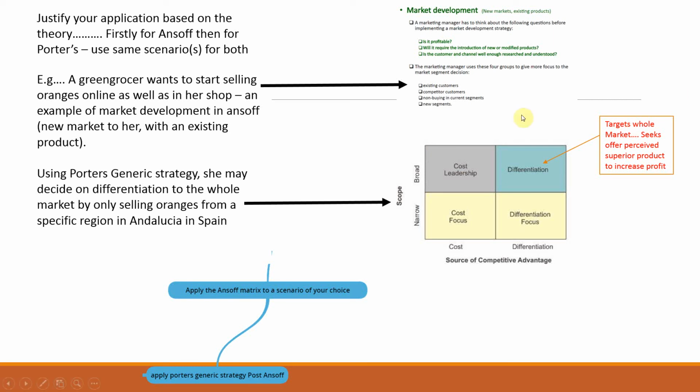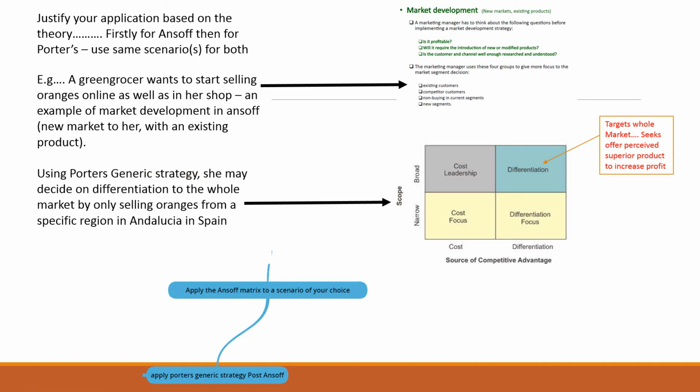So she's not doing it on a cost basis. She's not saying these are the cheapest oranges in the world. What she's saying is these are the best oranges in the world because they only come from this particular region in Andalusia. You know, and your strategy will be to highlight the growing conditions, the way that they're transported, all those different sorts of things. That's what would differentiate from competitors, and that's what would enable her to command a premium price.